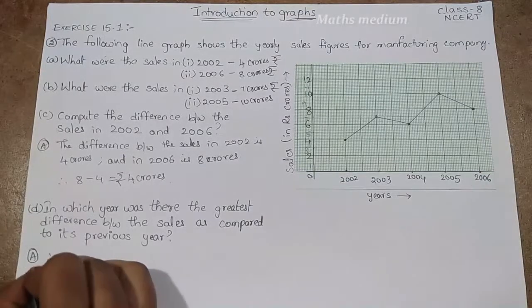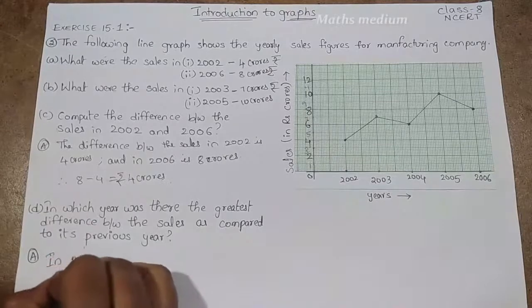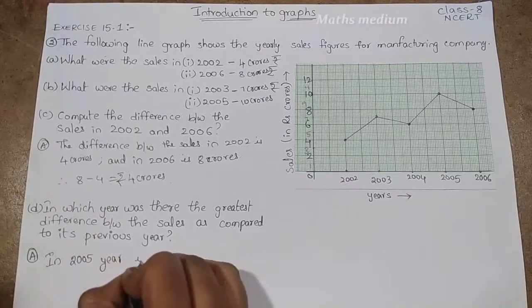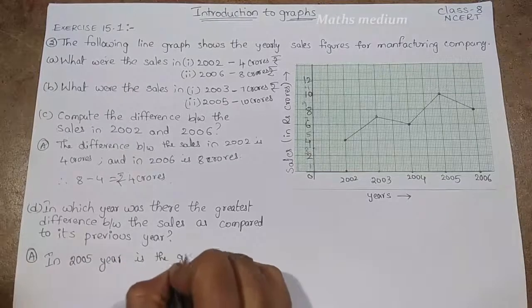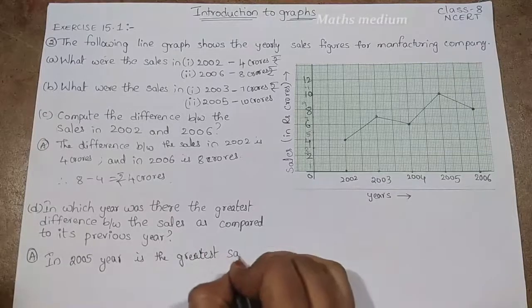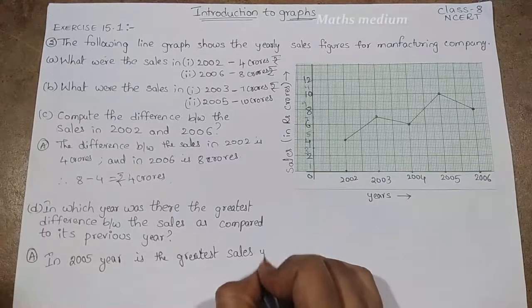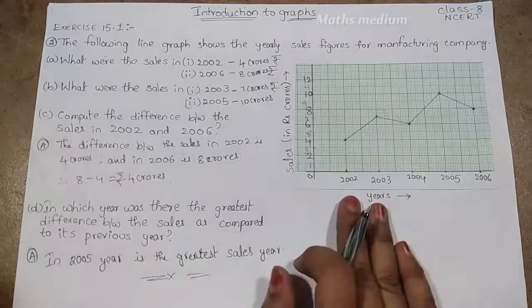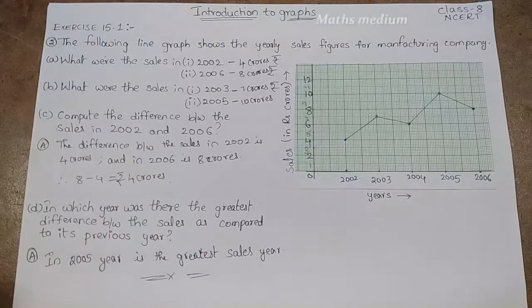So the year 2005 is the greatest sales year. So these are the questions about the given line graph. I hope you understand about this session.